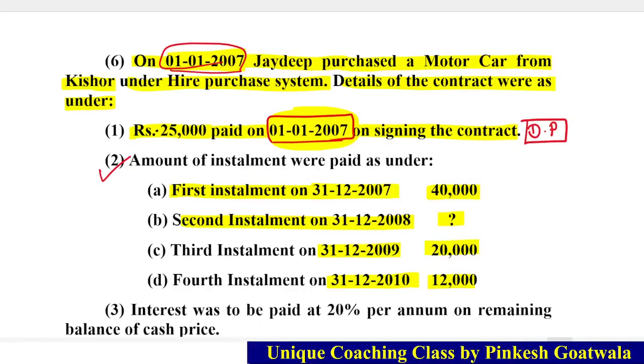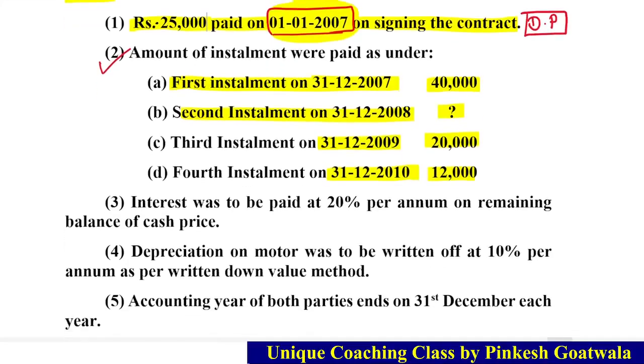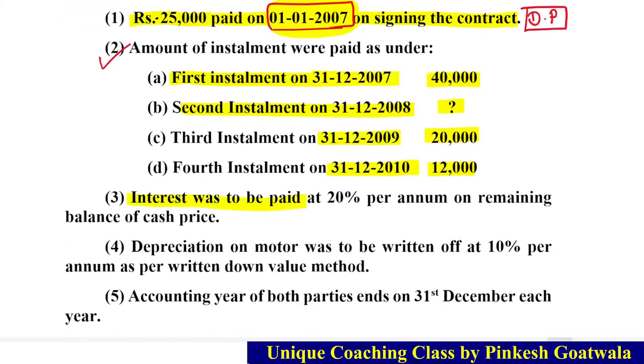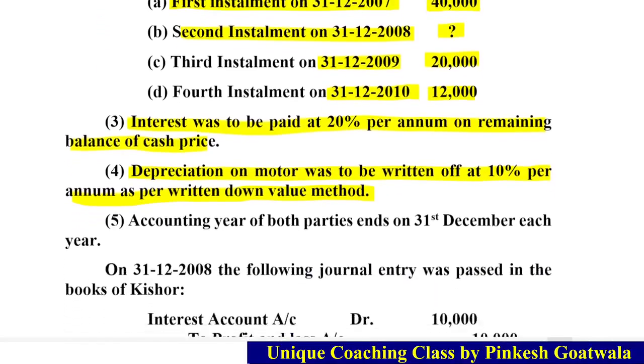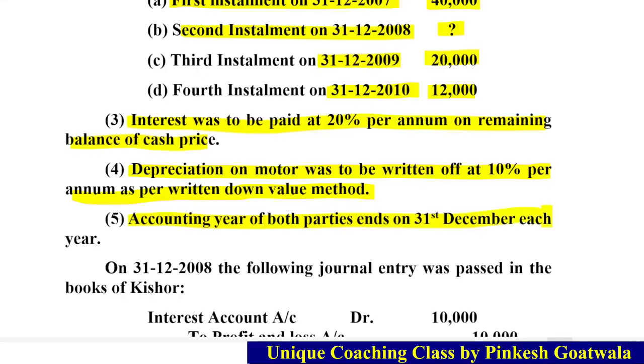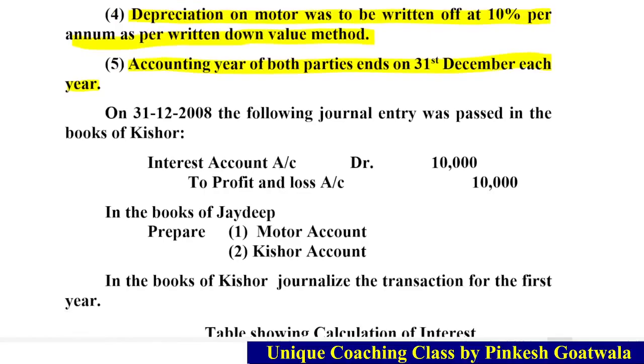Okay, one installment is not given. Next, interest was to be paid at 20% per annum on the remaining balance of cash price. So the rate of interest is given. Depreciation of motor was to be written off at 10% per annum by the written down value method. So they also give the rate of depreciation, 10% written down value method, diminishing balance method. Accounting year of both parties ends on 31st December each year, that is, the accounts of both parties end in December.